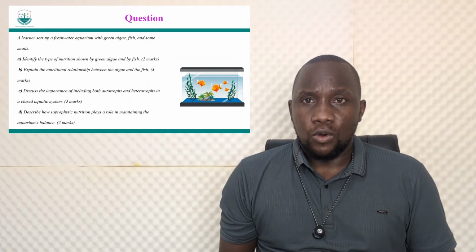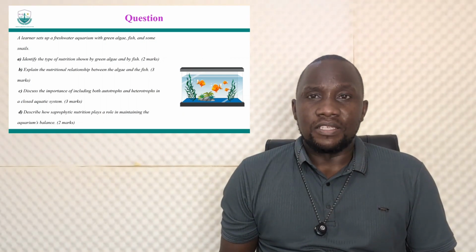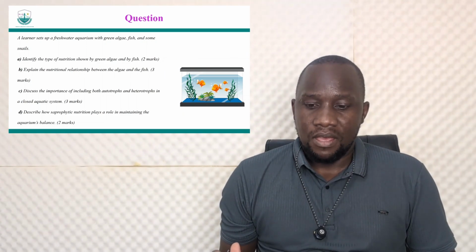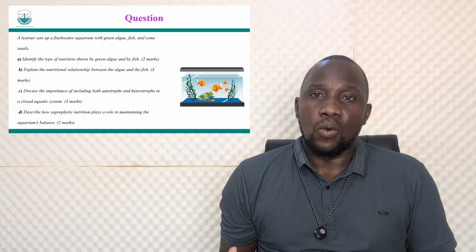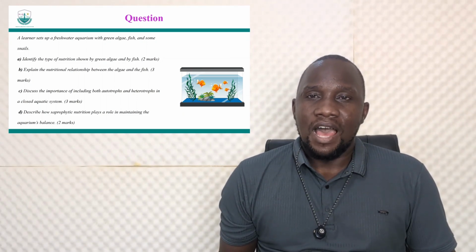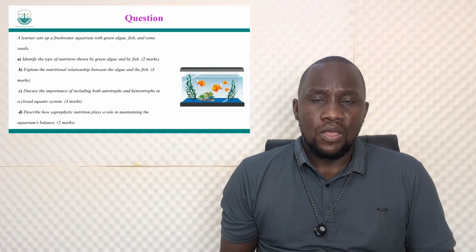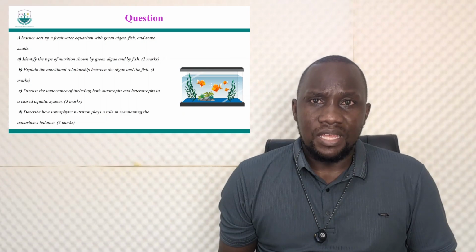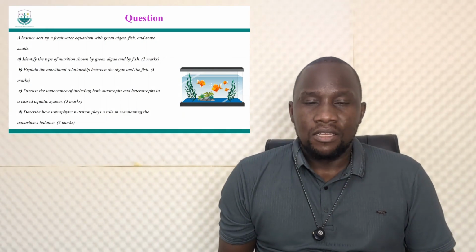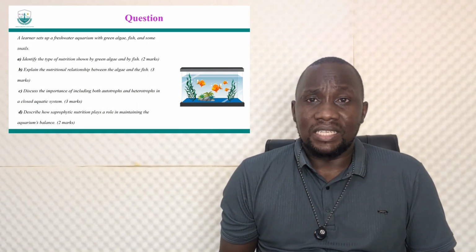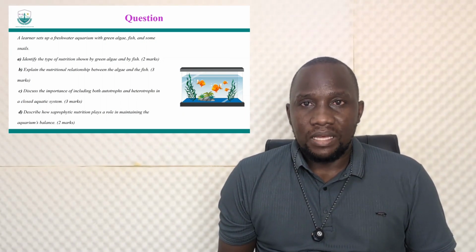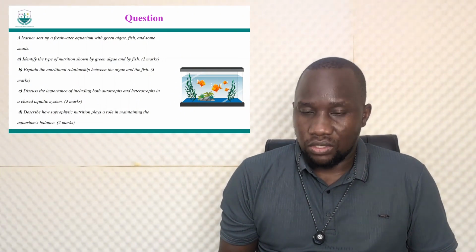Now, what we are going to see in this scenario is that there is a relationship between the organisms here. How are the plants depending on the snails and the fish? And how are the snails and the fish depending on the algae? What type of relationship do they have? What feeding types are there? And of what importance are some organisms that are saprophytic in nature in this kind of aquarium? So perhaps by the end of this presentation, you should be able to answer those questions.